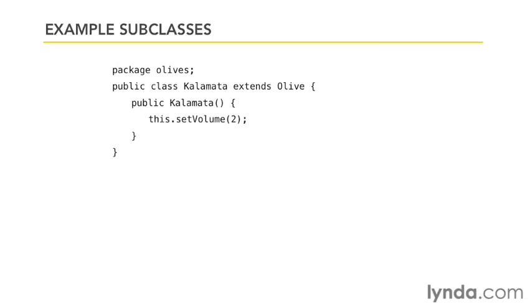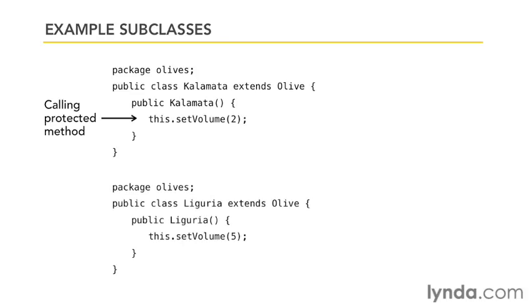The subclass implementation might have a lot of details, but here's one small example. As the subclass is constructed and its constructor method is called, it would be responsible for setting its own volume, or the amount of oil it's capable of producing. So, within the constructor method Kalamata, which matches the name of the class itself, it calls this.setVolume(2). setVolume is a protected method, so the subclass can call it. But the actual data it's affecting is stored in the superclass. It's hidden from the rest of the application.